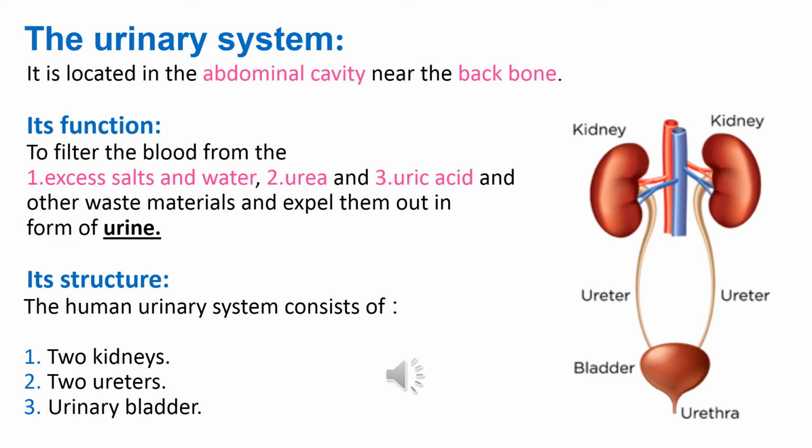Now we will talk about the urinary system. The urinary system is located in the abdominal cavity near the backbone. The function of the urinary system is to filter the blood from excess salt and water, urea and uric acid and other waste materials and expel them out in the form of urine. The structure of the urinary system. The urinary system consists of two kidneys, two ureters and urinary bladder.